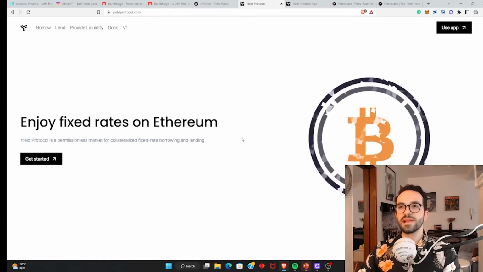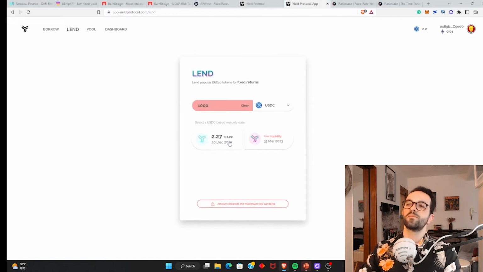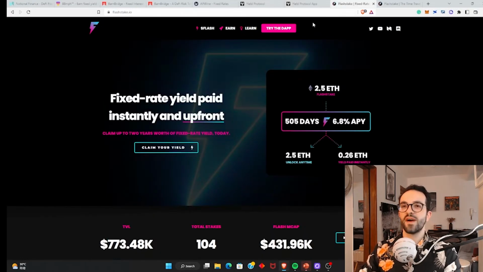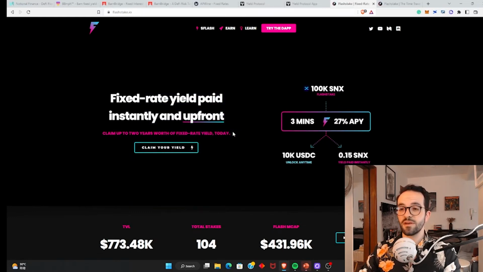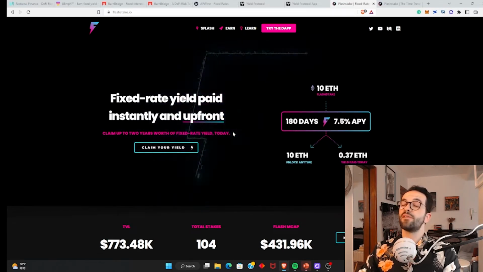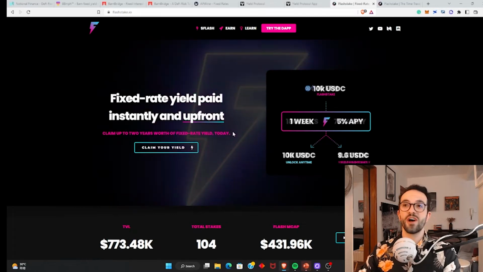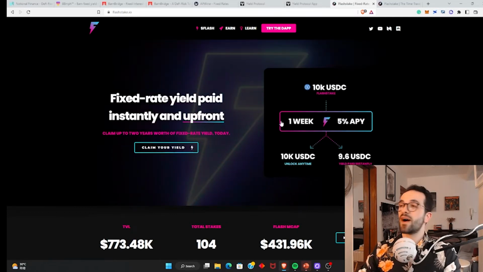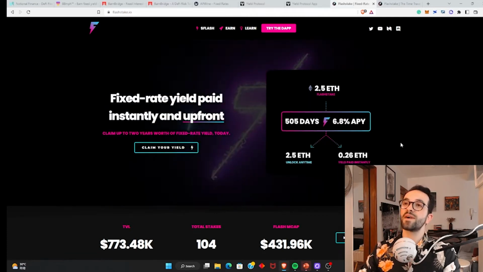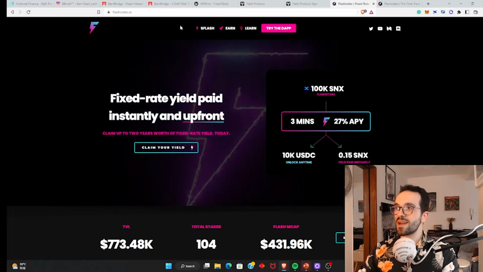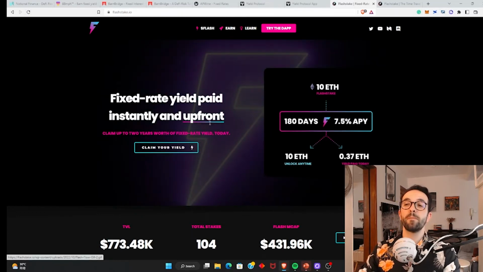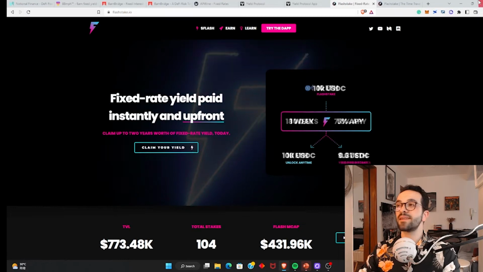Another interesting protocol is YieldProtocol. YieldProtocol, again, you can deposit a certain amount and receive a fixed yield in a certain date. And finally, an honorable mention to Flashtake. This is a very, very new and still very, very small, probably not battle tested DeFi protocol, but what this allows you is to do something similar to the other protocols that we have been talking about, but in this case, it will pay you the yield instantly and upfront.